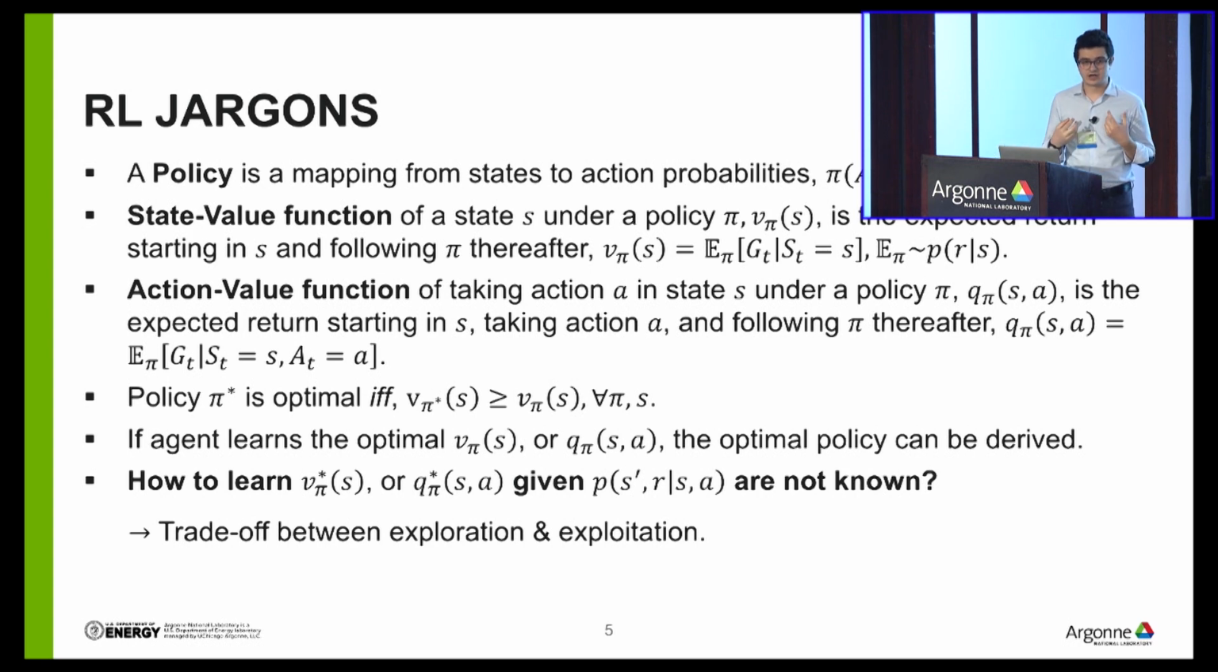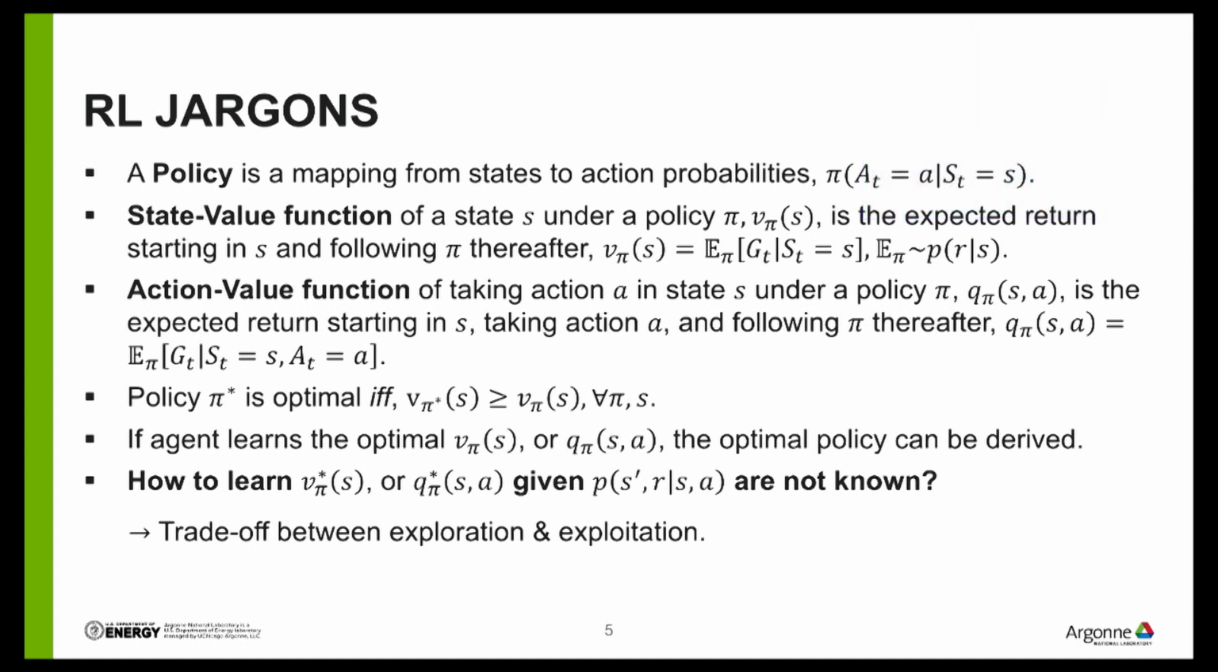If the agent learns the optimal value function or the optimal state action value function, then we are able to rederive the optimal policy. How is that? For example, if we have access to the optimal state action value function, we basically look at whatever actions are available at that state and we pick the one with the highest Q value. If we have access to the optimal state value function, how can we derive the optimal policy? In that case, we need to look at the Bellman optimality equation and choose the action which satisfies this equality.